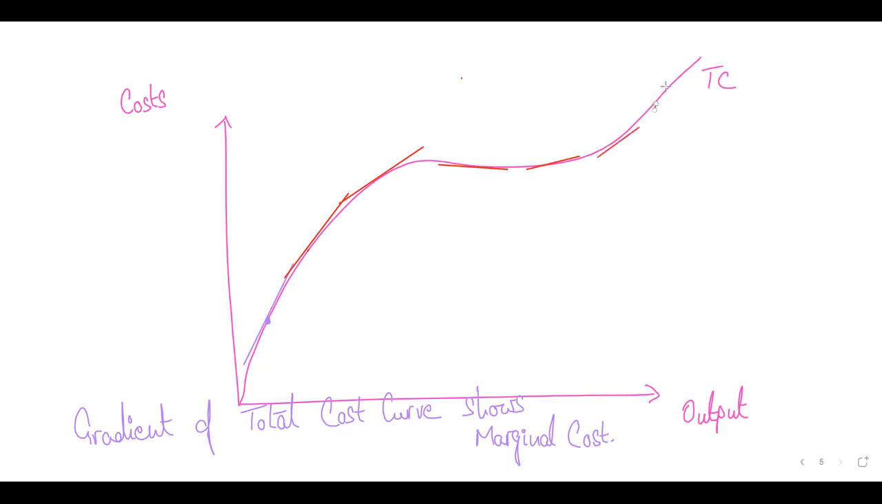Are you following me? So the gradient of a curve, basically, how do we find the gradient of a curve? We draw a tangent line to it and then see how steep that line is. Now, this might be a little difficult for you to understand, but let's look at this one more time.